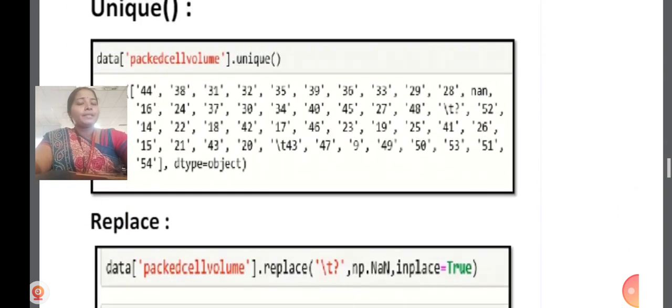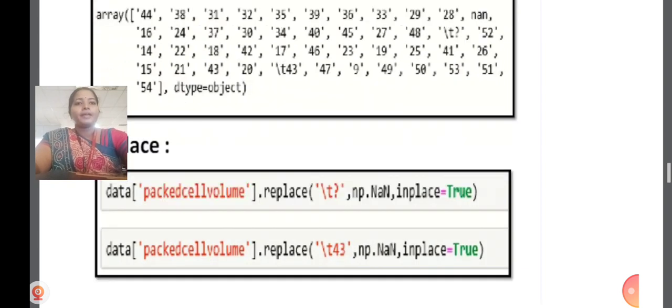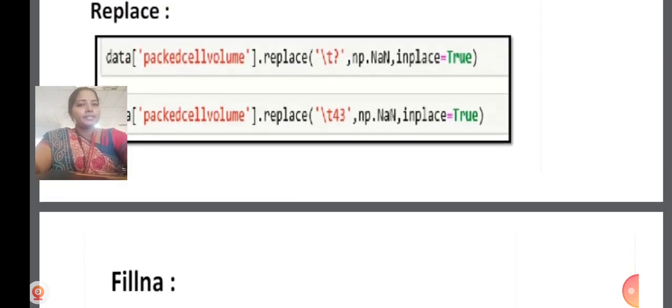Then replace. Replace in the sense what? If a condition is true, it will be written as yes, it is present. If it is normal, it will present no. So if hypertension is present, it will be yes or true. If hypertension is not present, it will return the value as null or no.